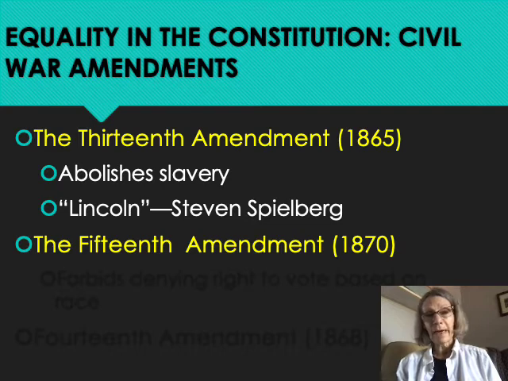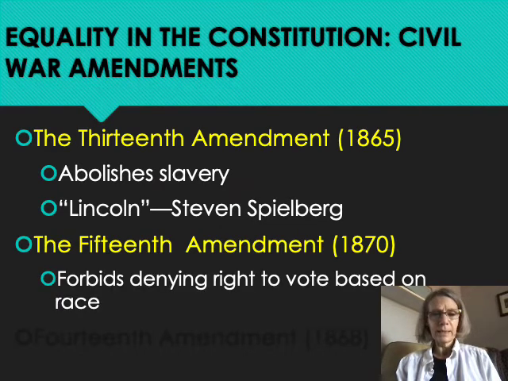The 15th Amendment, added in 1870, is the amendment that forbids denying the right to vote based on race or condition of previous servitude or the color of your skin. And so the 15th Amendment is the Voting Rights Act for African American men. Women didn't get the right to vote until the passage of the 19th Amendment, so that includes both black and white women. And for all practical purposes, as you will read in your textbook, denying the right to vote based on race really didn't end until the passage of the Voting Rights Act in 1965, okay? But the 15th Amendment was the first step towards ending denying the right to vote on race.